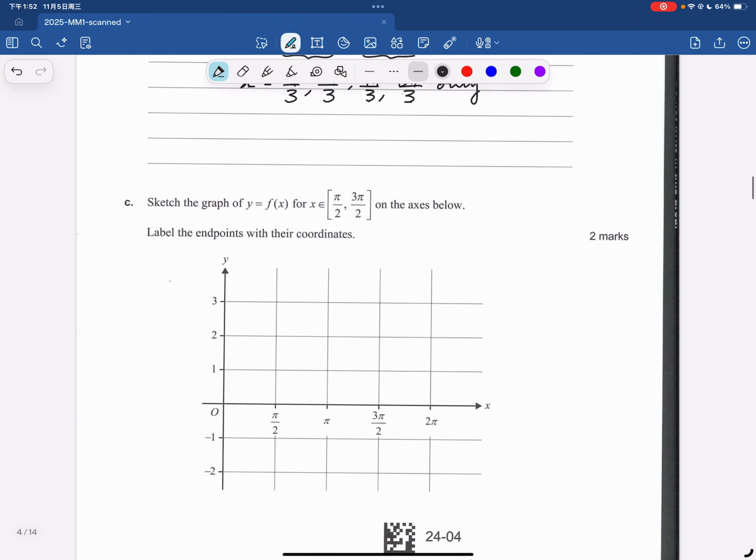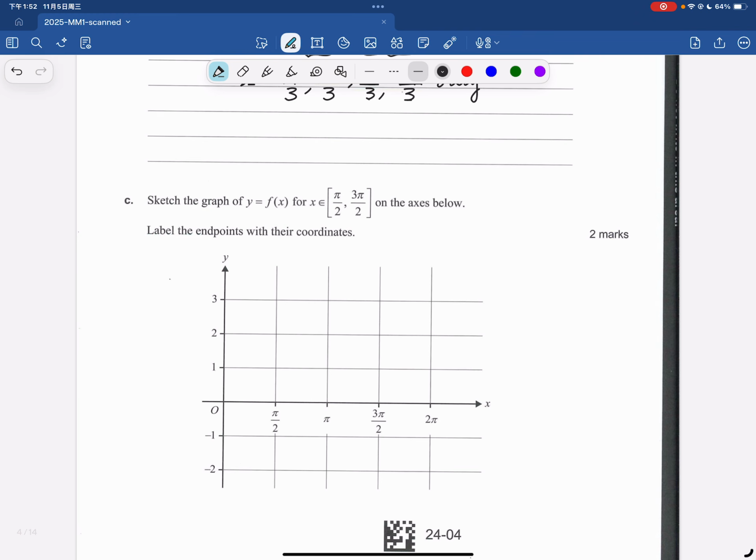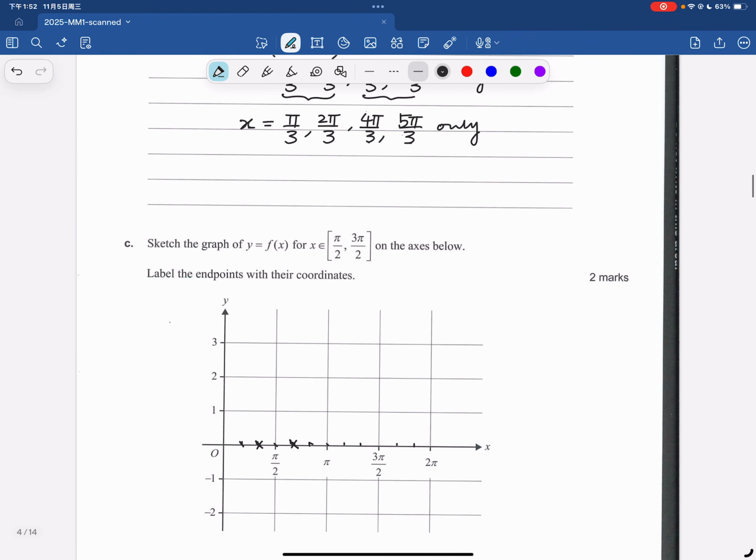Sketch the graph y equals f of x for x between half pi and 3 pi over 2 on the axis below. Notice 0 to pi is 1 cycle. So for example, if I divide each grid into 3 further pieces, like pi over 6, and so on, now 1, 2, 3, 4, 5, 6. If you want, pi over 3 is here, 2 pi over 3 is here. I'll put some crosses here. You also have 4 pi over 3 here, and finally 5 pi over 3 is here.